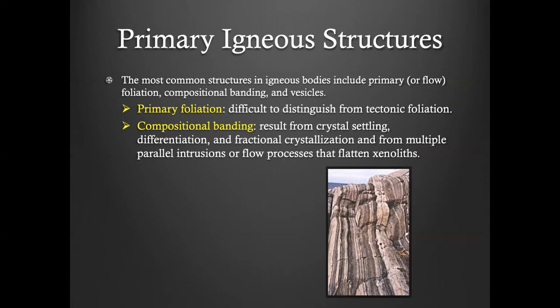There are also some primary igneous structures. I'm not going to spend a lot of time on these, but you should at least become familiar with them. There's primary foliation, and foliation is again an alignment of minerals. It's sometimes difficult to distinguish from tectonic foliation or foliation we see in metamorphic rocks. Compositional banding, which is what we see down here, can result from crystal settling, differentiation, fractional crystallization, and from multiple parallel intrusions or flow processes that can flatten xenoliths. So again, these are some primary things that can happen during the time of flow of these igneous bodies.